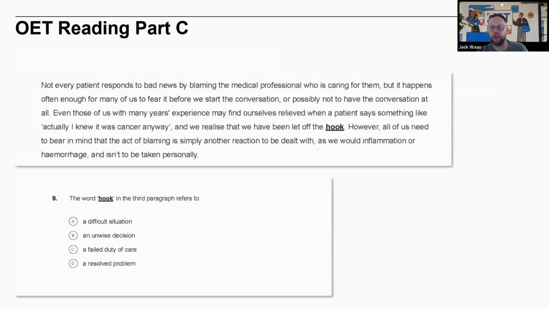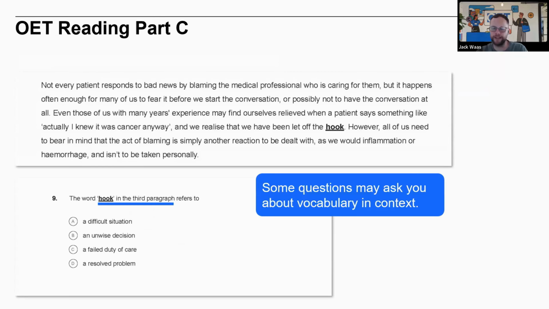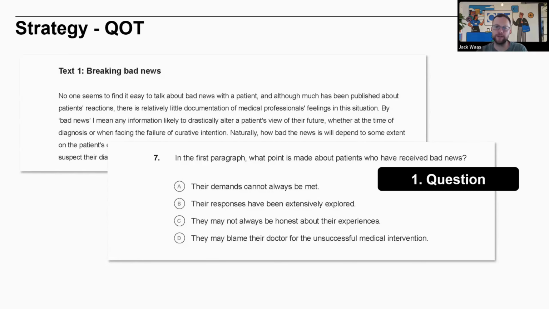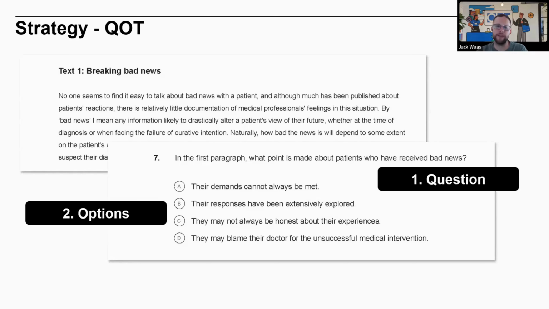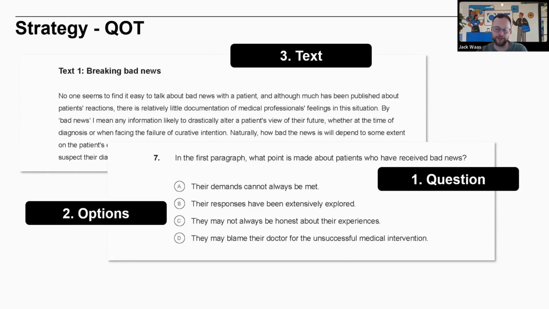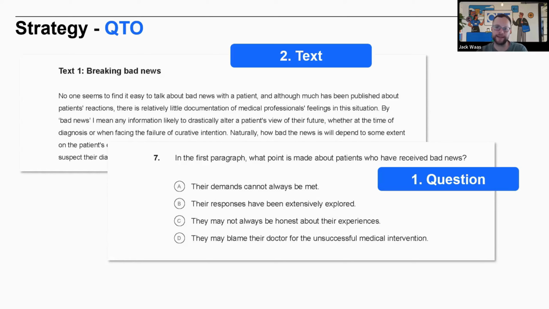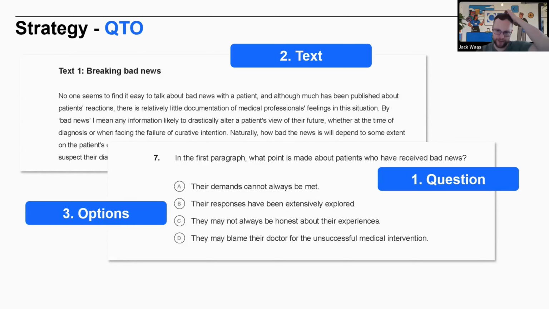Also, for this type of question, the word or phrase is bolded and underlined in both the question and the text. Okay, so let's look at 2 strategy options for Part C. The first is QOT. Read the question first, then the options, then the text. That's one option. The second is QTO. Question first, then text, then options. Okay, and we tried this in reading part B.